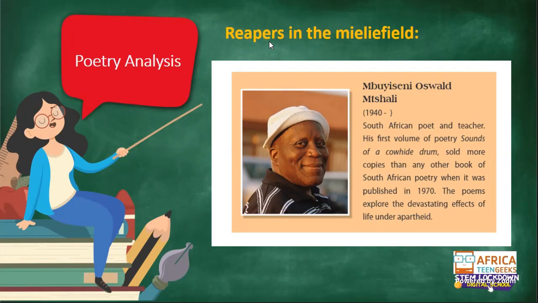Okay, Mbuyiseni Oswald Mtshali was born in 1940. He's a South African poet and he's also a teacher, right? And he wrote a lot in the 1970s, which was sort of like the peak of the apartheid era. So most of his poems were free verse poetry that spoke about all of the troubles that marginalized people went through in the apartheid era.